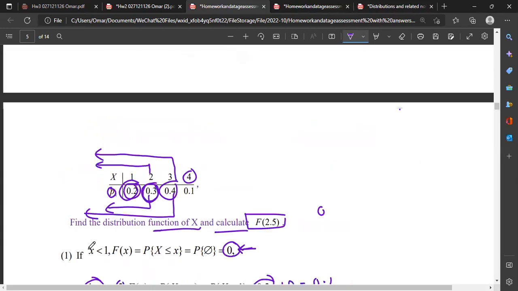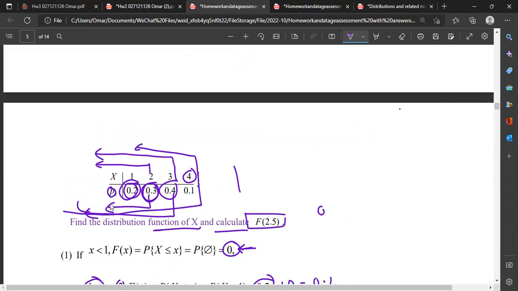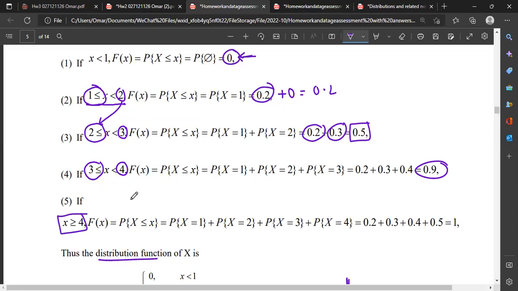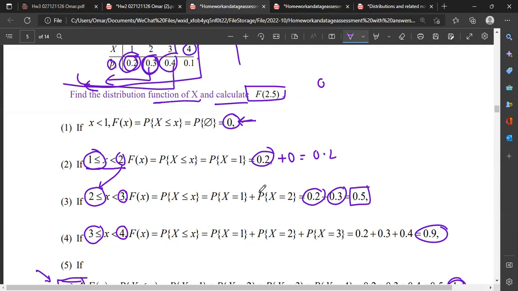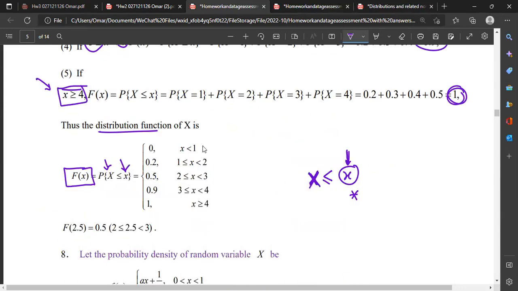That means from here to the left side, right? From here to the left side. If I add them together, the last part, we already know that this is the total probability, right? So the last part, it will be 1, right? If you just add them together, it will be equal to 1. So this way we find the distribution function.